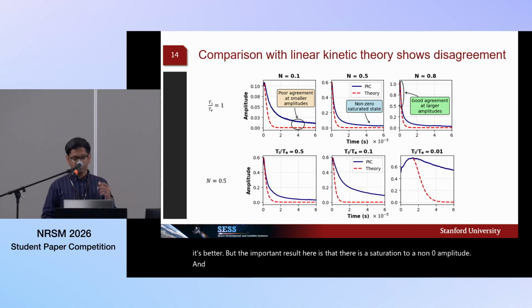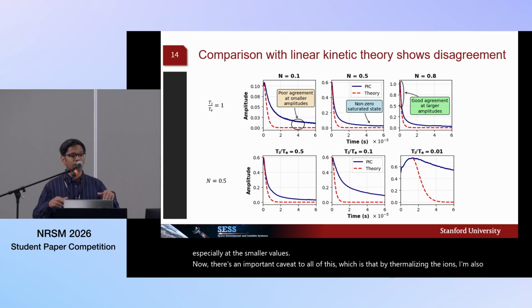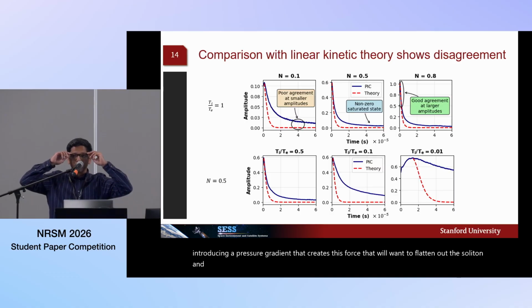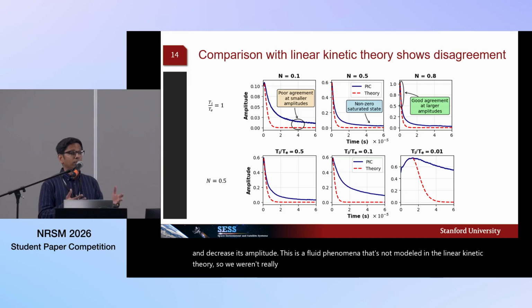And if I do this with different temperature ratios, we once again see poor agreement, especially at the smaller values. Now, there's an important caveat to all of this, which is that by thermalizing the ions, I'm also introducing a pressure gradient that creates this force that will want to flatten out the soliton and decrease its amplitude. This is a fluid phenomenon that's not modeled in the linear kinetic theory, so we weren't really expecting these to match anyway.